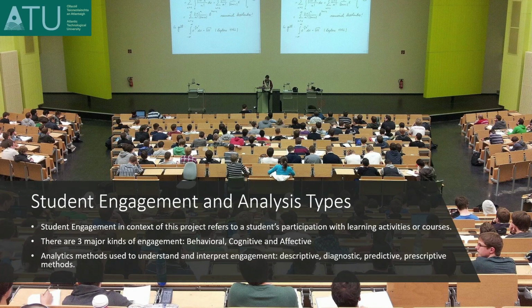And there are three major kinds which we are looking at, and they include the behavioral engagement, which involves how the students act and how they interact with their courses. The cognitive engagement, which involves how the students are mentally taking on the tasks which they are assigned, and also how the students are thinking through the tasks which they have. And then the affective engagement, which takes into consideration how the students actually feel about the courses that they are doing. And we are looking at various analytical methods, which include the descriptive, the diagnostic, the predictive, and the prescriptive methods in order to understand what is going on in the data which we are analyzing for the students.